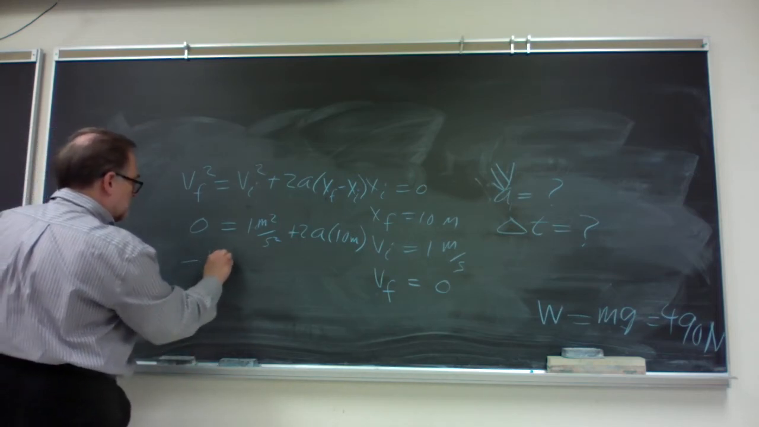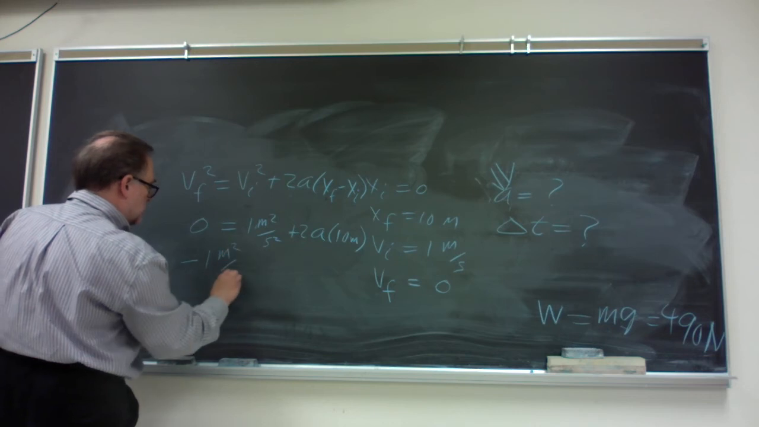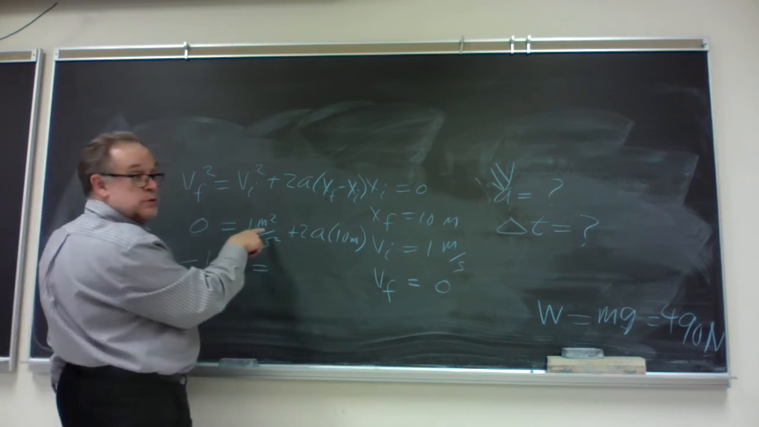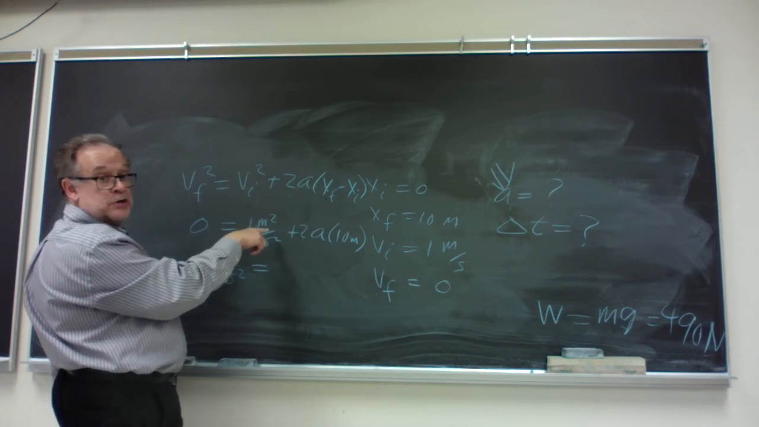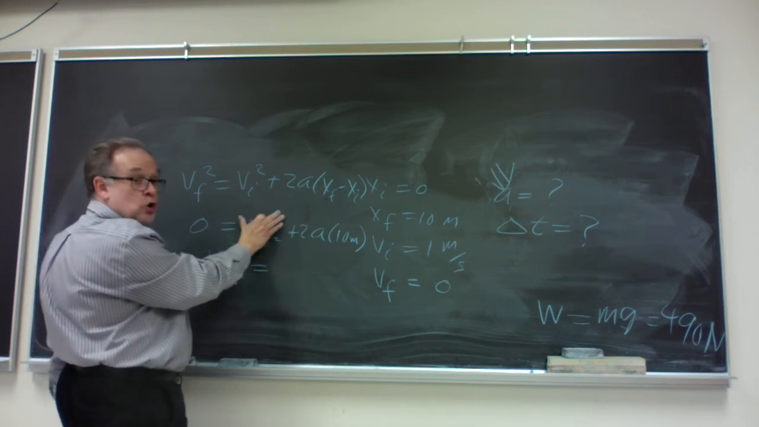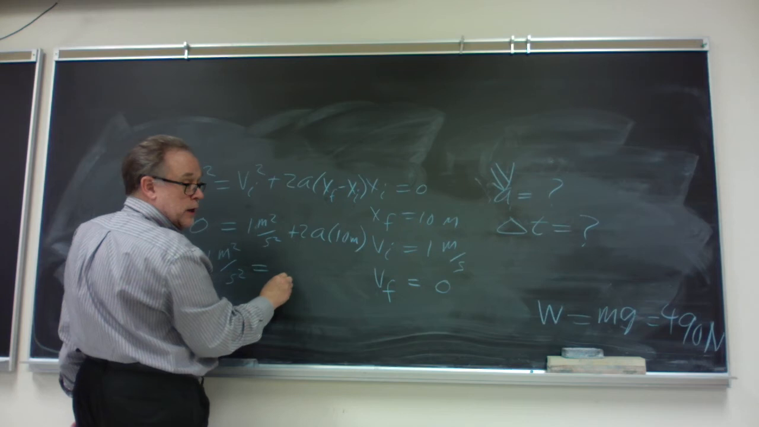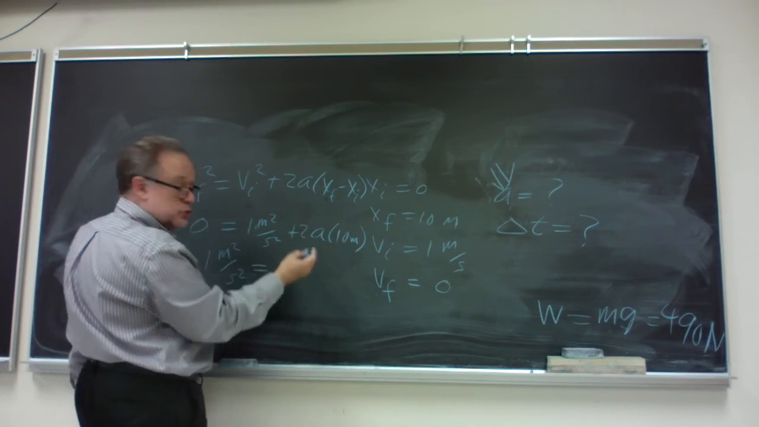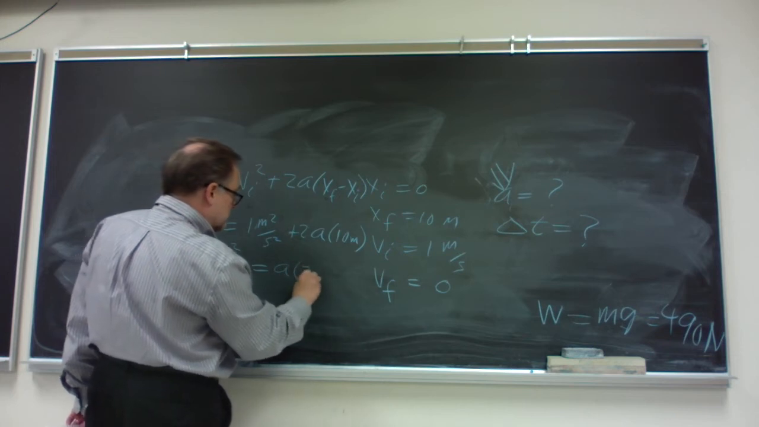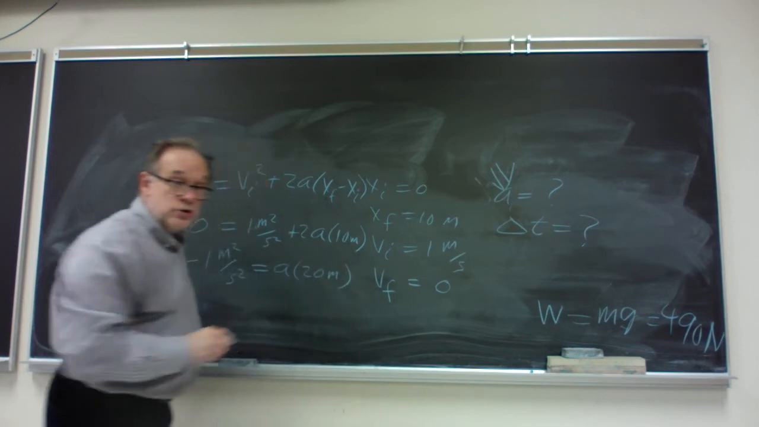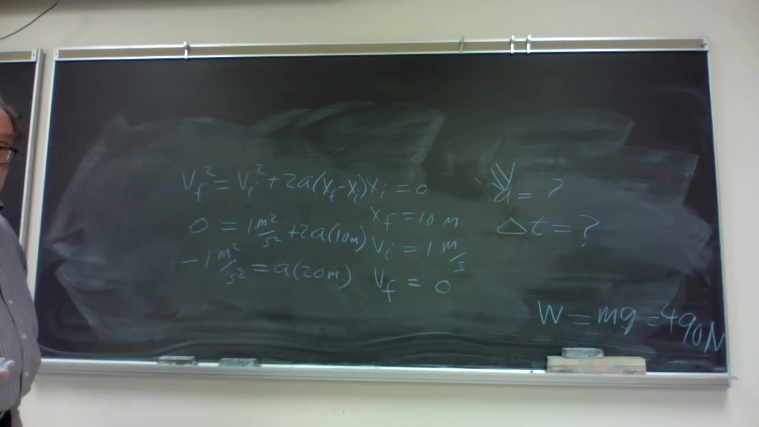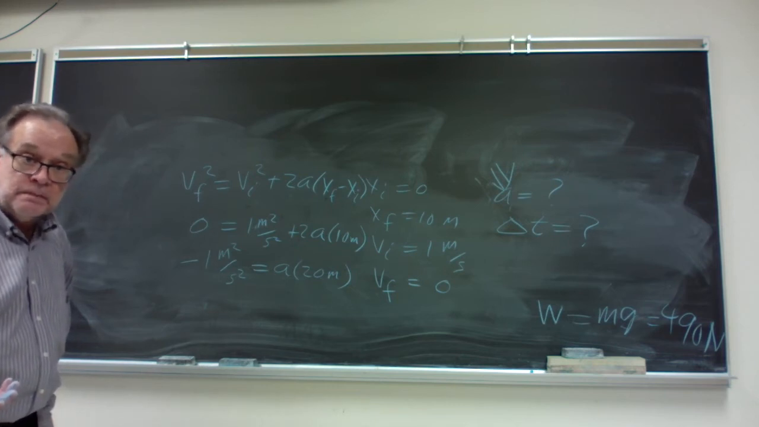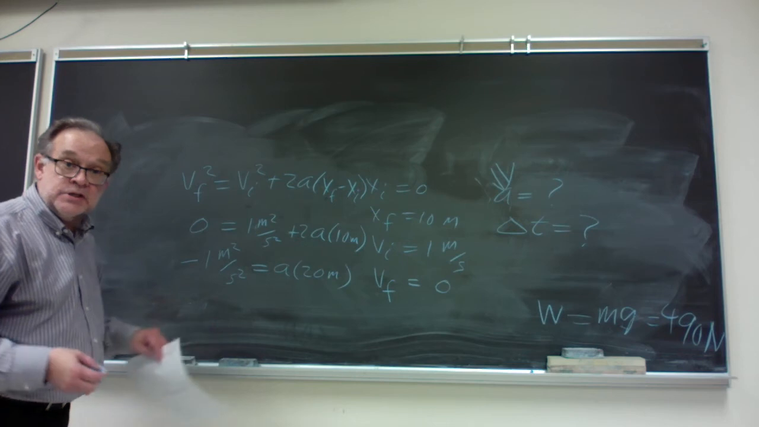Minus 1 meter squared per second squared equals, I just subtracted 1 meter squared per second squared from both sides of the equation, so it's gone from the right-hand side. All we have left on the right-hand side is acceleration times 10 times 2, so I'll just call it acceleration times 20 meters, and then divide both sides of the equation by 20 meters, and that gives us the acceleration.